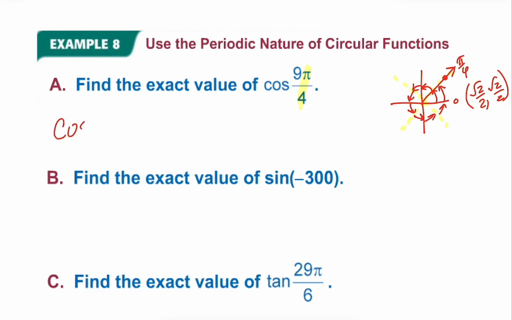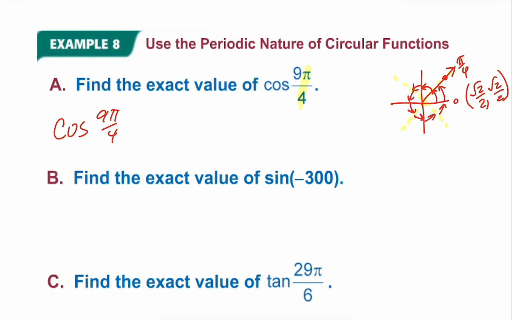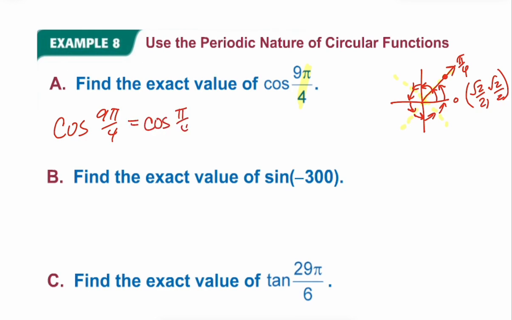So the cosine of 9 pi over 4 is the same as the cosine of pi over 4, because they landed us at the same location. We call those coterminal angles. They land us at the exact same location. So cosine of pi over 4, remember the cosine of any angle measure is just the x value on the unit circle. So the answer is square root of 2 over 2. That's it. So the key is finding where you land, because if I know where I land, that is the value I get to use.